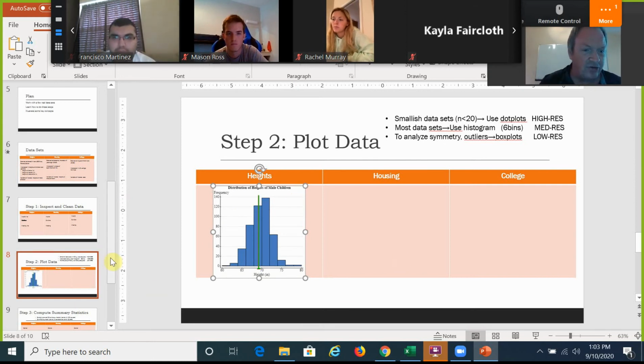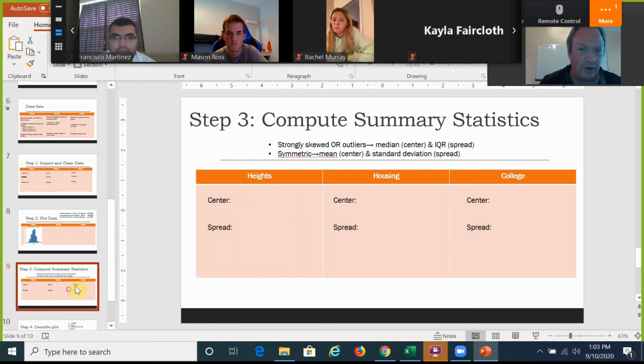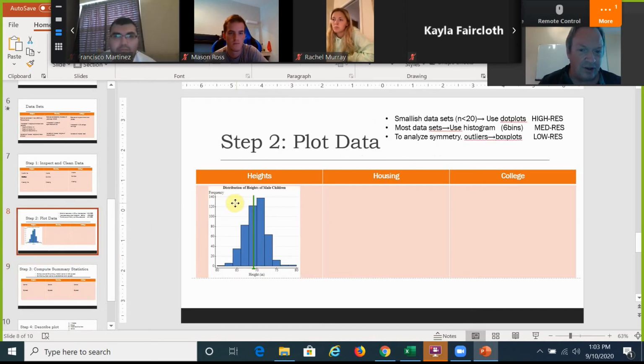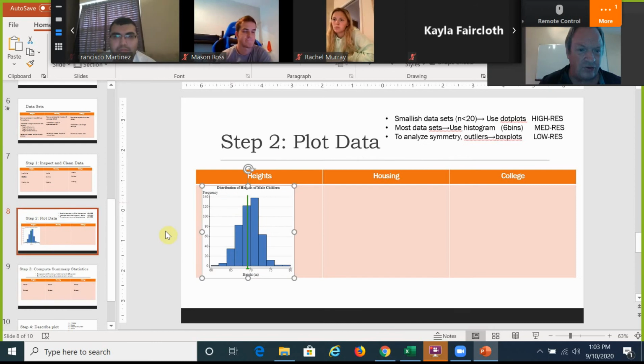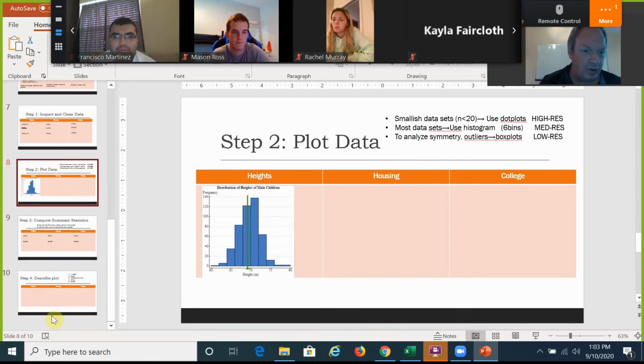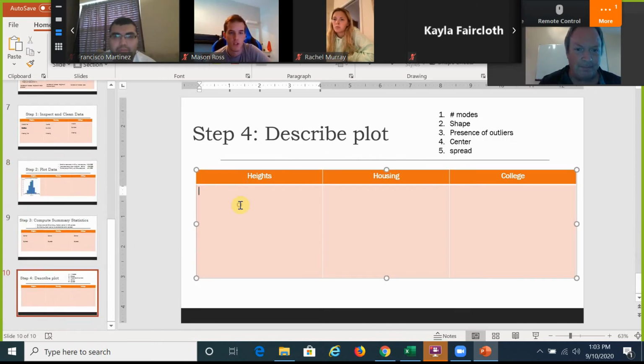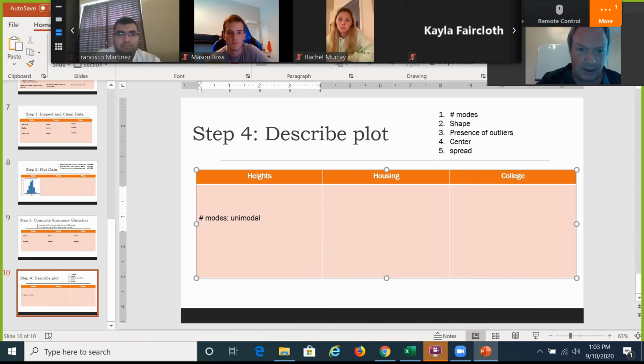Okay, now I want to describe the plot. So the first thing I have to do is describe, there's a couple of things I want to describe. I want to describe the shape. So I want to describe the number of modes. So this is going to be unimodal. I want to describe its shape.